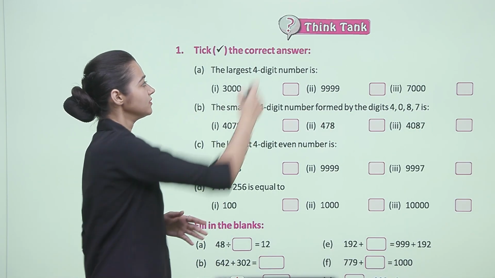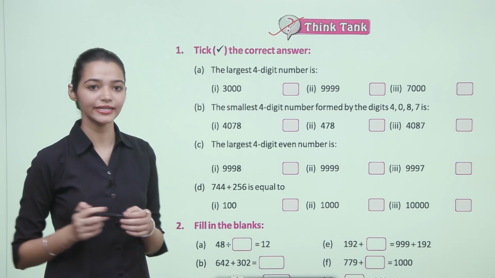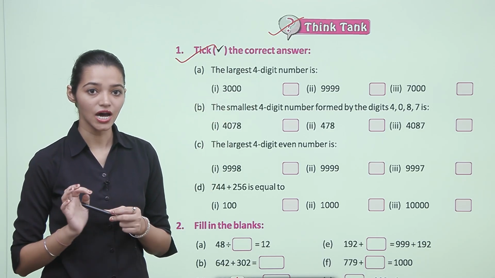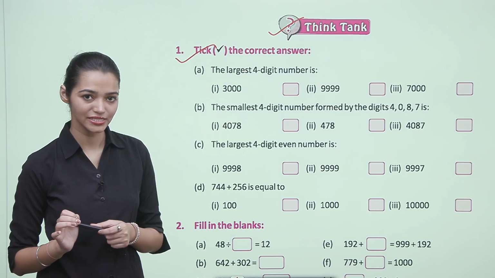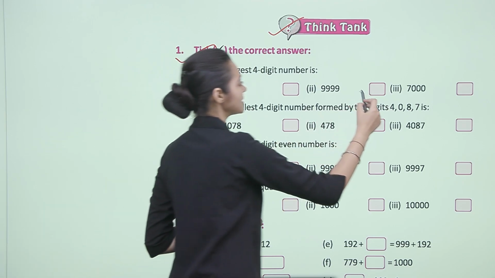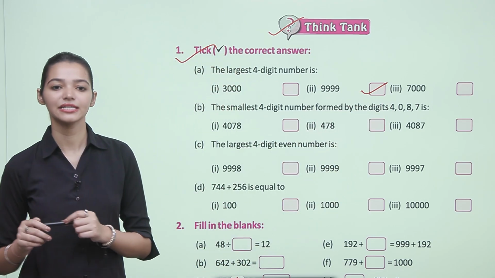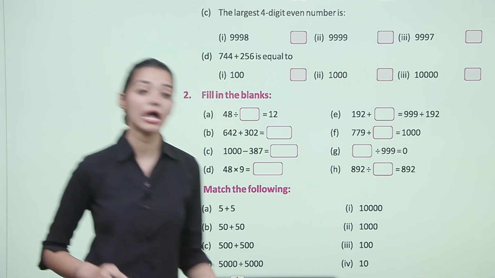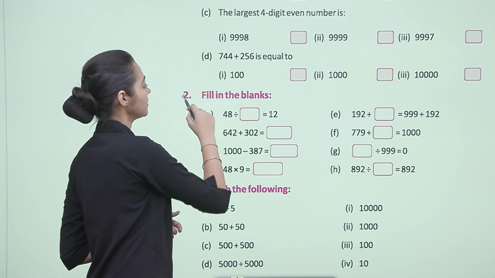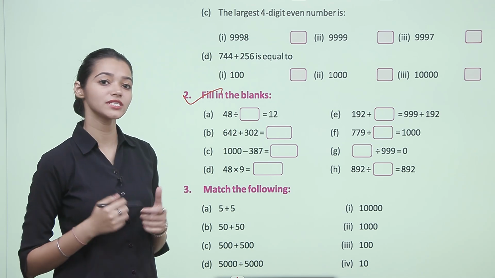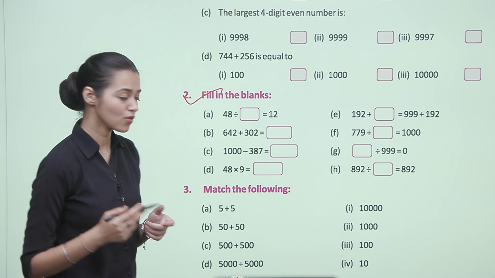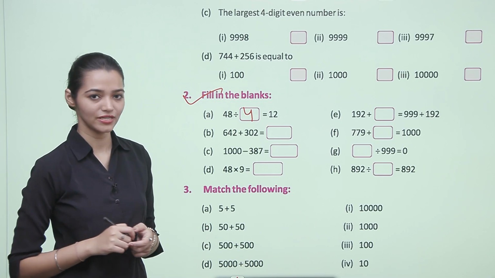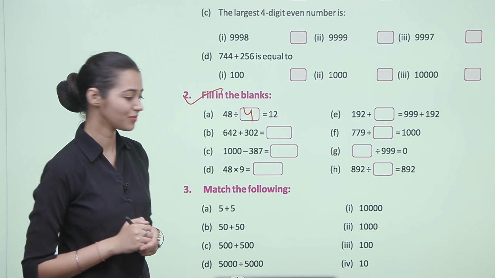Now, let's look at the think tank. In the first part, we have to take the correct answer. The largest 4-digit number is the correct answer in the second part. Now, in the next one, we have to fill in the blanks. 48 divided by which number we get 12? That is 48 divided by 4, we get 12. That's how we can fill all the blanks.